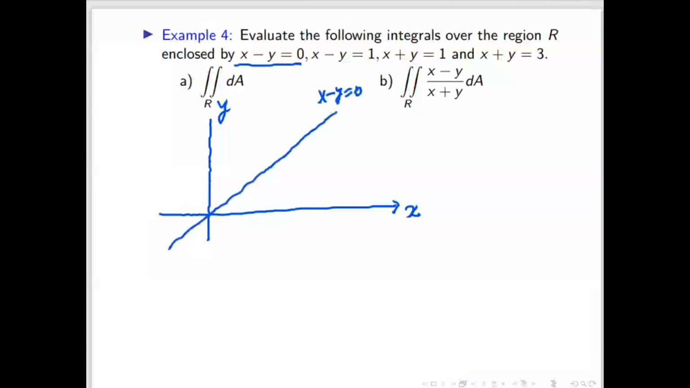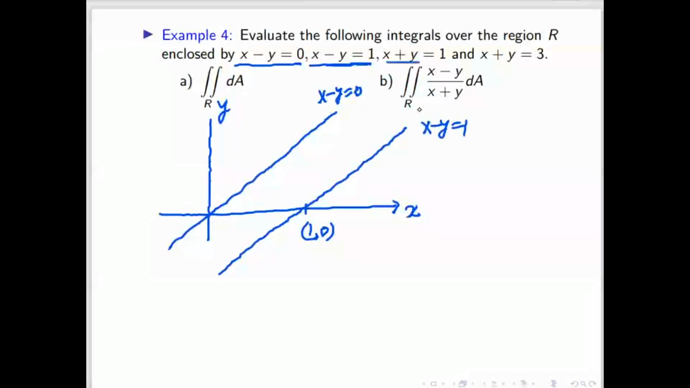Then x minus y equal to 1 will pass through which point? It will be parallel to x equal to y, because both have the same slope. To find one point where this line passes, x minus y equal to 1 gives the point 1, 0. So it will pass through this point and be something like this, x minus y equal to 1.